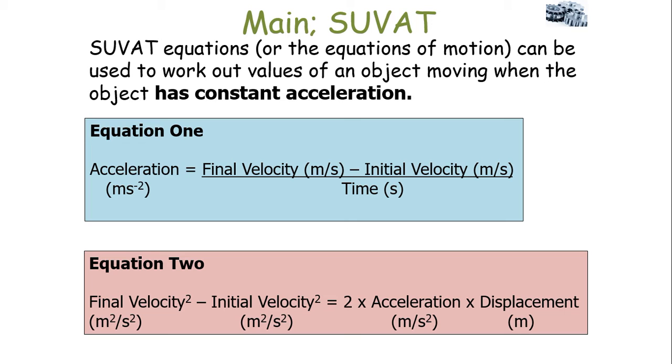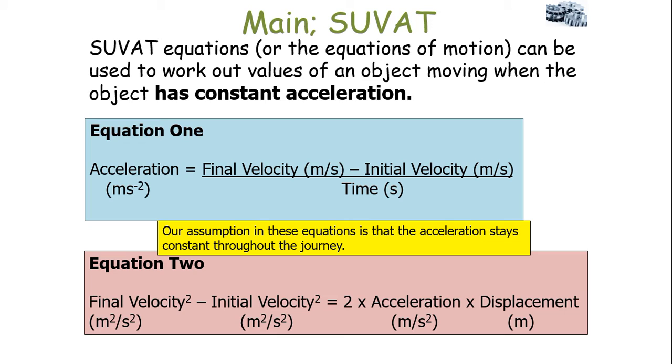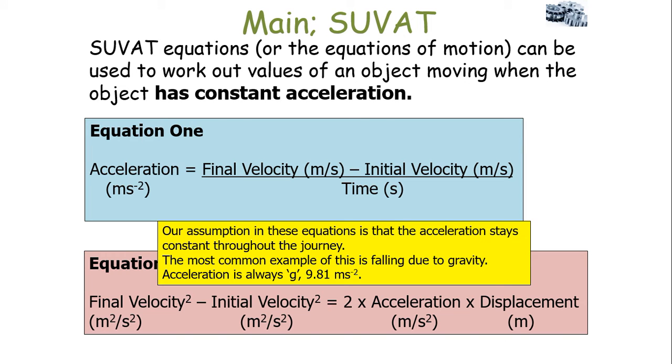The second equation is final velocity squared minus initial velocity squared equals 2 times acceleration times displacement. Our assumption, like we said before, in these equations is that the acceleration stays constant throughout the journey. The most common example of uniform or constant acceleration is free fall due to gravity, where acceleration, or g, is always 9.8 meters per second squared.